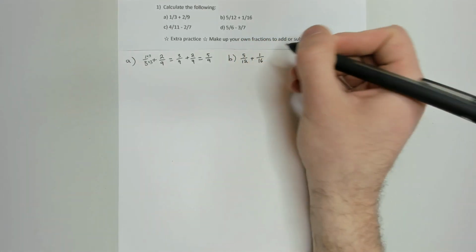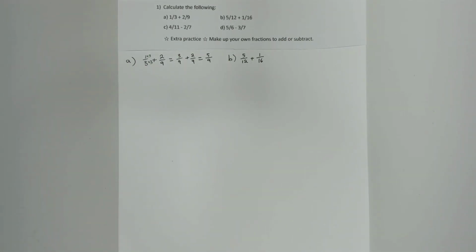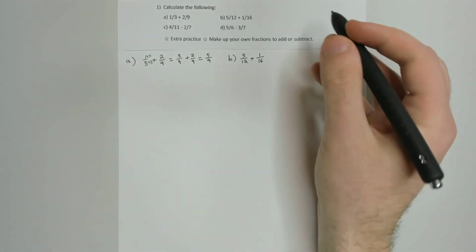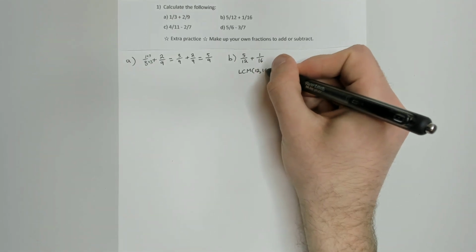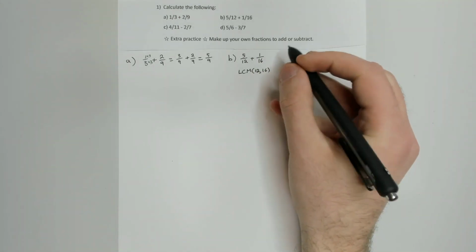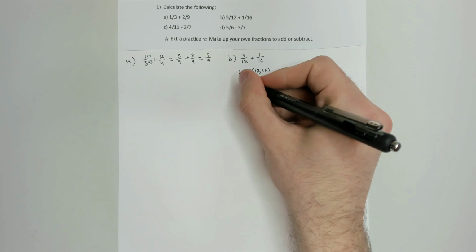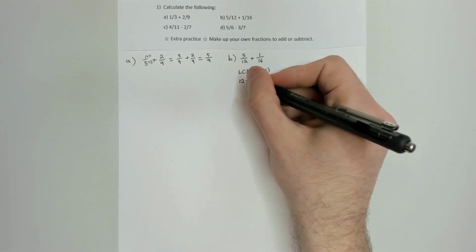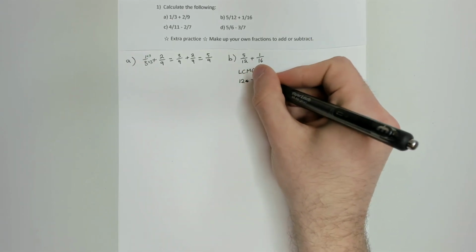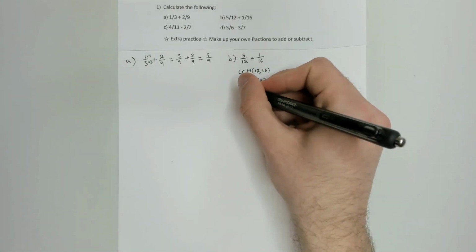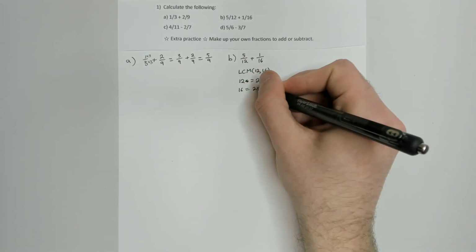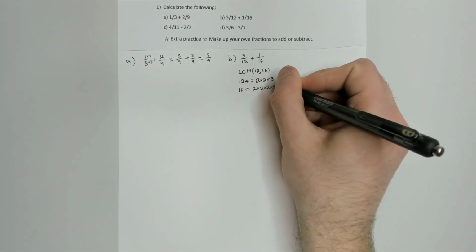So for this one, it's not as simple with the common denominator because, well, neither are multiples or a factor of the other. But what we can do is we can find a common multiple, the lowest common multiple of 12 and 16. And that will be what our common denominator is going to be. So to do this, we need to find their prime factorizations. So 12 is 2 times 2 times 3. And 16 is 2 times 2 times 2 times 2.